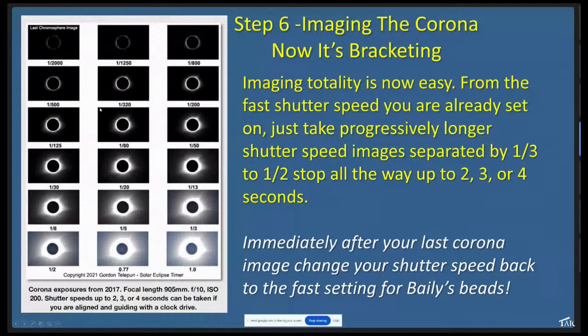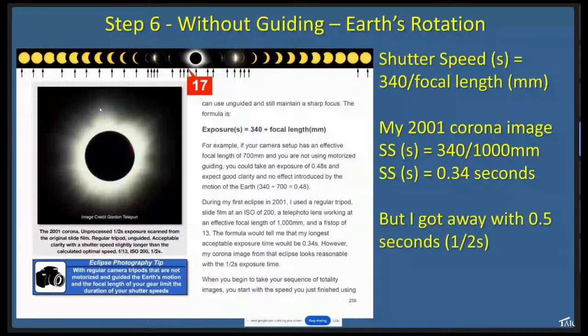Now, if you're not guiding, there are some rules about the longest shutter speed you can use because of the rotation of the Earth. And Fred Espenak publishes a formula, which is 340 divided by the focal length. So this is my first corona image ever in 2001. And I was using 1,000 millimeters back then on slide film for my focal length.